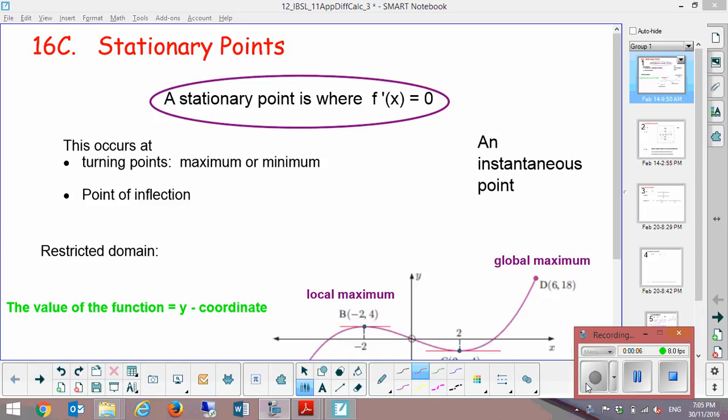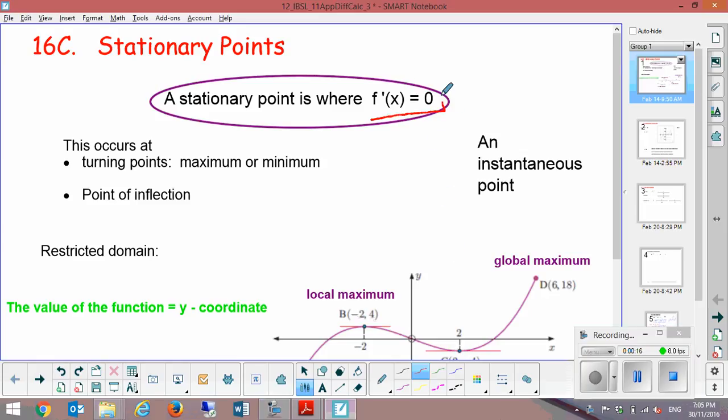So this part of the chapter on curve sketching looks at stationary points. We could define a stationary point as somewhere where the first derivative at that point is equal to 0. That means we're getting a horizontal tangent. And we can see that this has happened so far when we've had a maximum or a minimum.